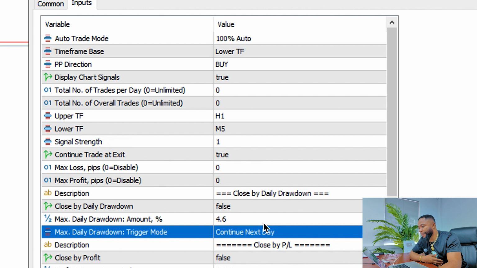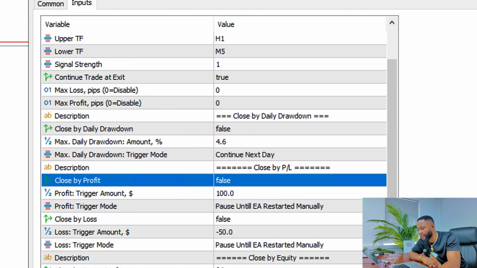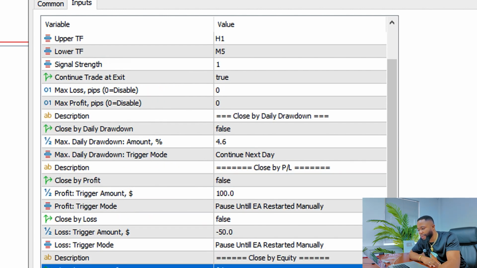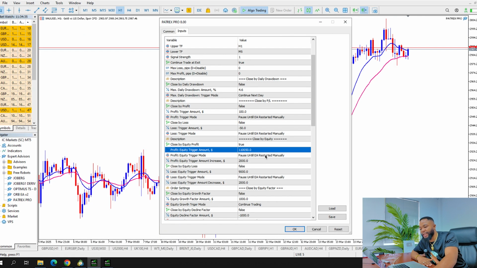And then you go here, close by profit. So close by profit, you're just telling the robot that, okay, if I can make this amount of profit, close for the day. But in most cases, I like using the equity. You can see close by equity profit should be here, where if I turn this one on true and then I'm trading with a $100,000 account, and let's just say my profit target is on 10%, I'll just come here and I put 110,000, maybe $50. All right, you can see that's 110,000, $50. Meaning if anytime my equity, remember your equity is your balance plus any floating profit, all right? So if my equity just hit $110,000 and $50, boom, I want the robot to stop trading totally.